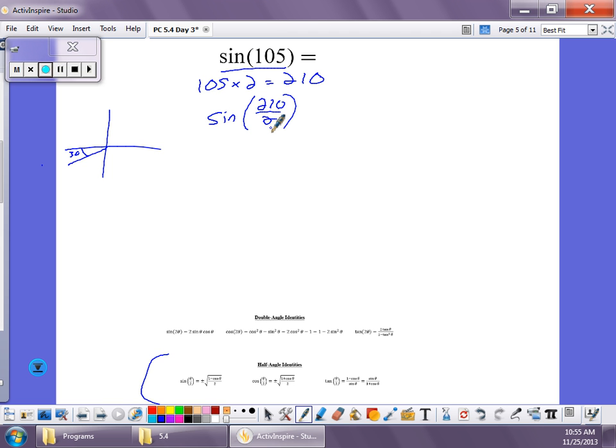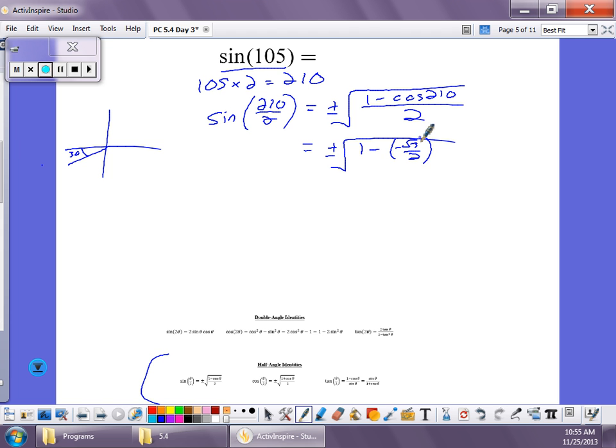But now I'm going to use my formula to solve. So I have plus or minus the square root of 1 minus cosine of 210 over 2. And then from here, all you're doing is solving. So you would have plus or minus the square root of 1 minus cosine 210, which is cosine 30, going to be root 3 over 2. In the third quadrant it is negative, over 2. So you get plus or minus the square root of 1 plus root 3 over 2, over 2.